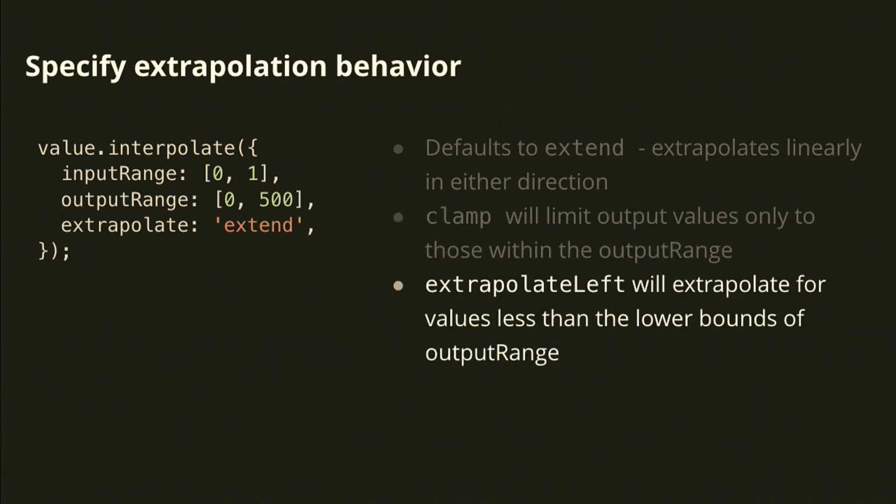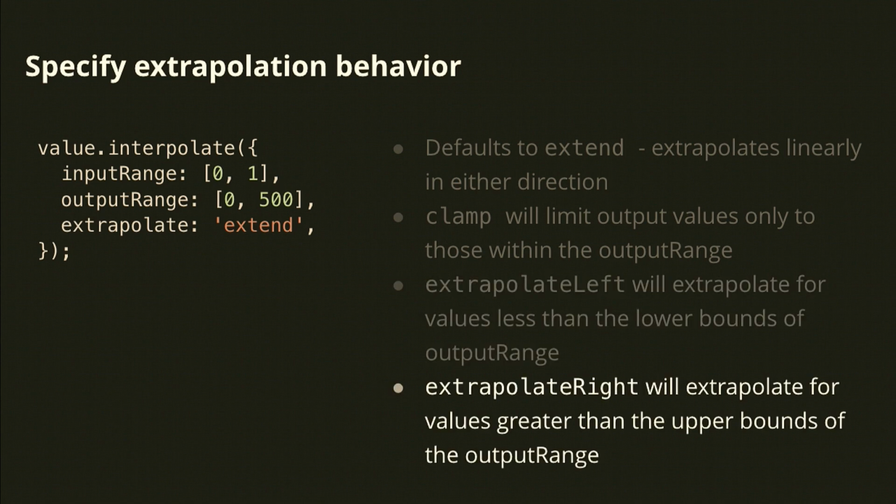Extrapolate left has the same behavior if the number is 2 or 3, right? It still is limited to 500. But if the value is -1, then the output would be -500. So it still extrapolates, but only on the left of the range. And a similar kind of thing with extrapolate right.